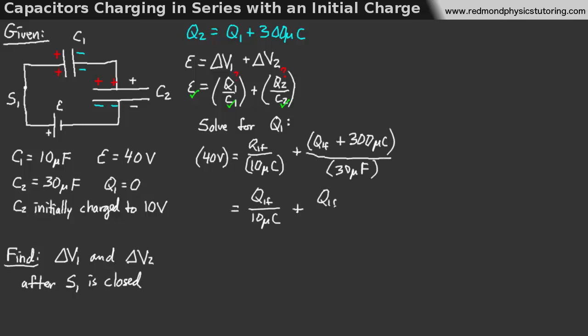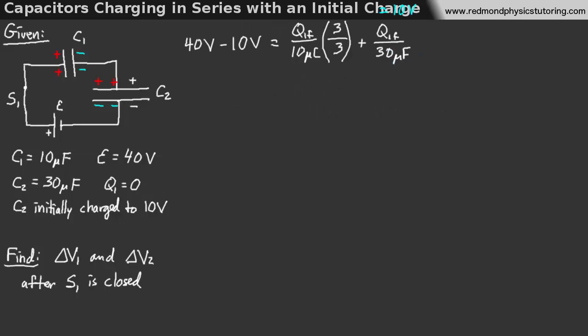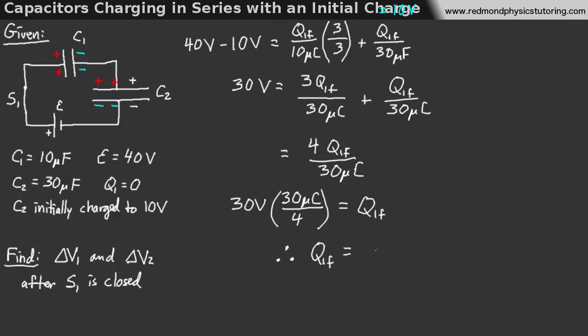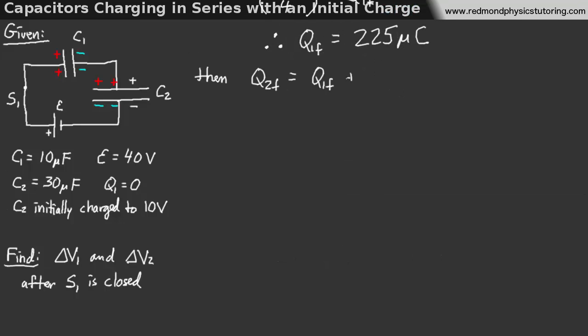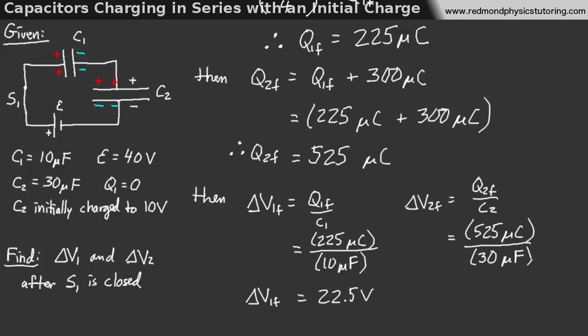So we find out that Q1 final is 225 microcoulombs. We can substitute that value back in to solve for Q2 final, and we get 525 microcoulombs. And once we have those values, we can find the potential difference across each capacitor, which works out to 22.5 volts across C1 and 17.5 volts across C2.